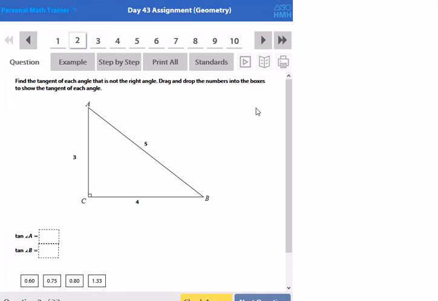Here are some examples from the day 43 assignment. Here we're working with trig ratios. They want us to find the tangent of each angle that is not the right angle. So tangent of angle A and tangent of angle B. Well, we know from SOHCAHTOA that tangent is opposite over adjacent.